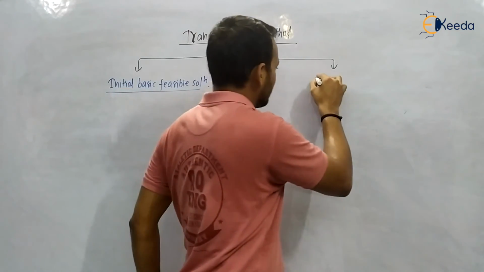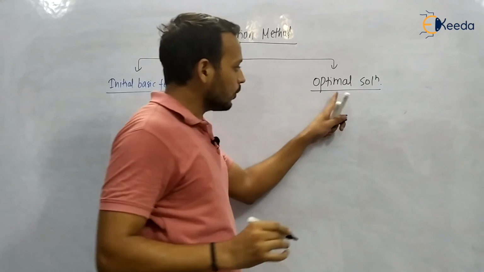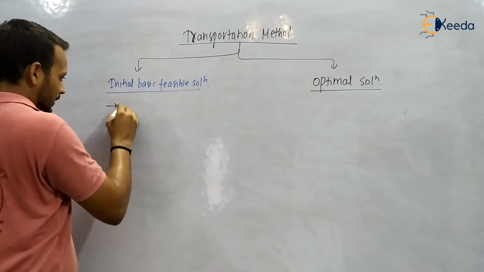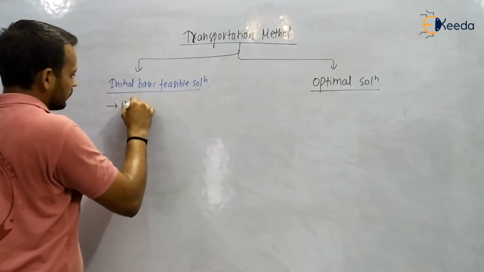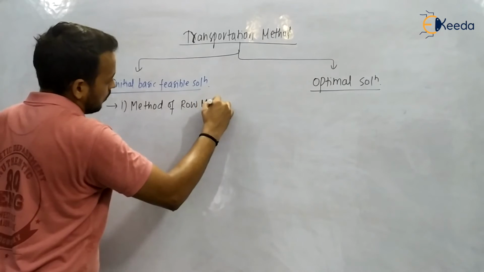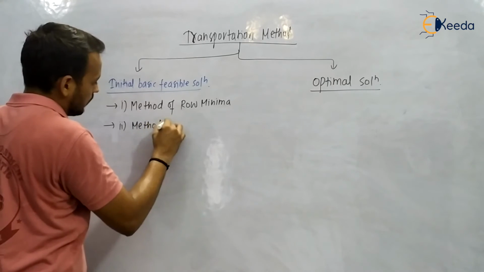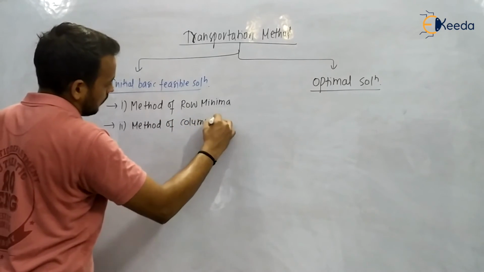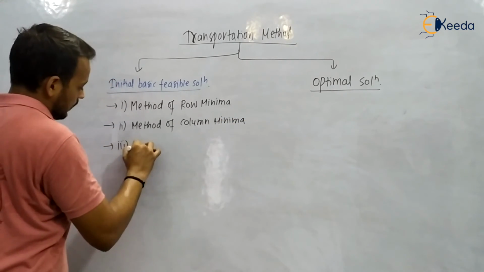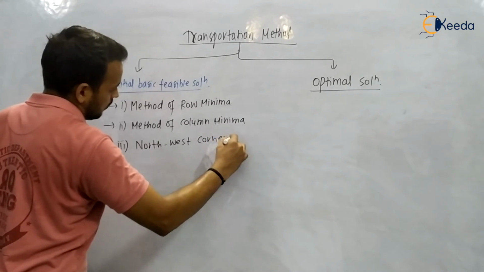So the second classification is the optimal solution. Only one of them is going to be optimal, the rest are feasible solutions. The methods are: the first method is the method of row minima, the second is the method of column minima, and the third method is the northwest corner rule.